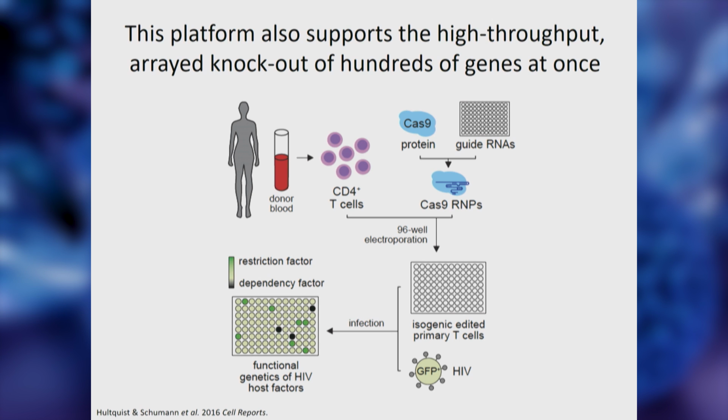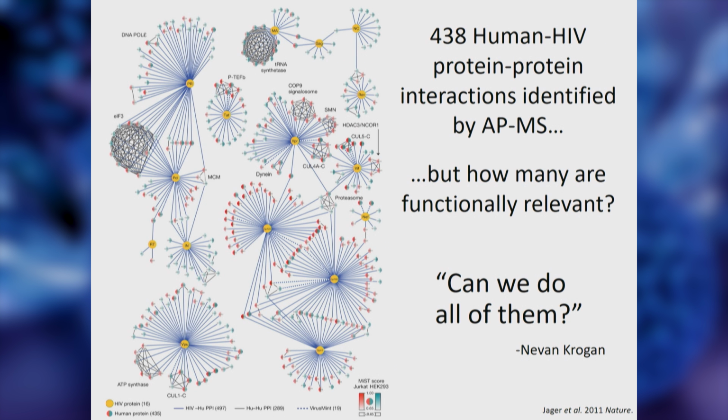So that's still looking just at one gene at a time. We wanted to see how high throughput we could make this. Could we do hundreds of genes at once from a single donor? The data set that we decided to attempt was a protein-protein interaction data set that our lab had generated a few years back.